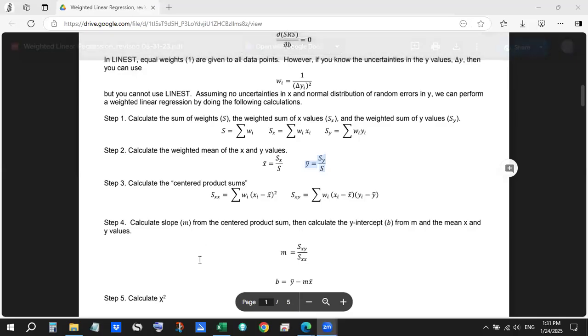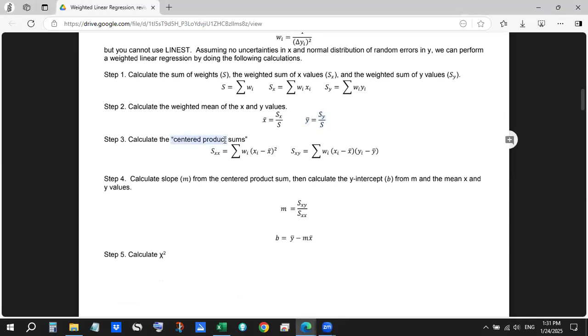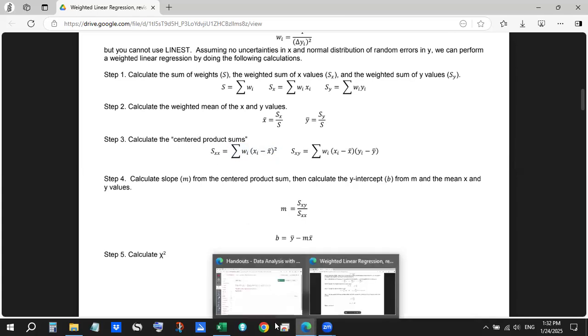Okay, so the next thing we need to do is calculate what are known as centered product sums. This is the difference between the x value and the mean, how far your x value is from the average x value. Square it, and then take a sum of all those squared differences. So this is like a sum of residuals, but it's the difference in the x values from the mean x value, and then you give a weight for each one of those. So that's SXX. Let's calculate SXX, the centered product sum for the x values.